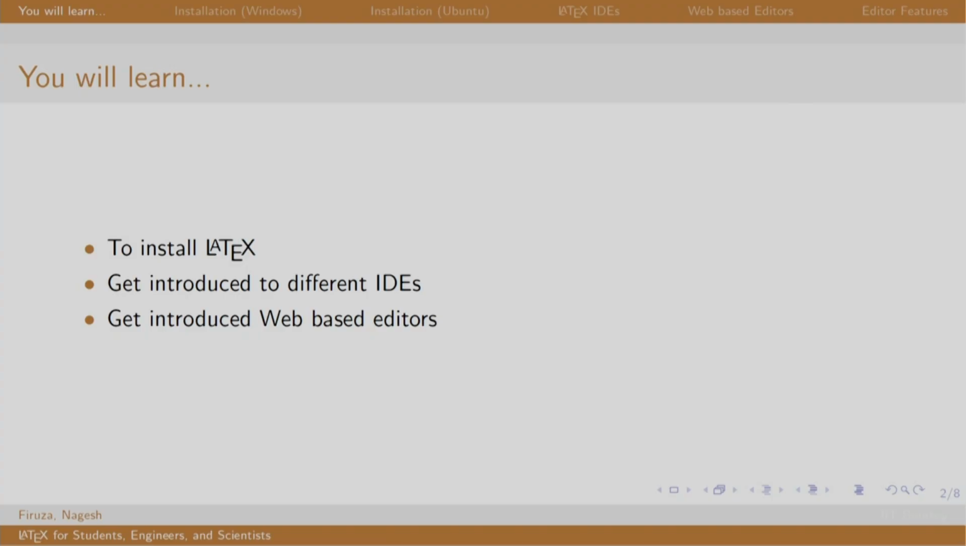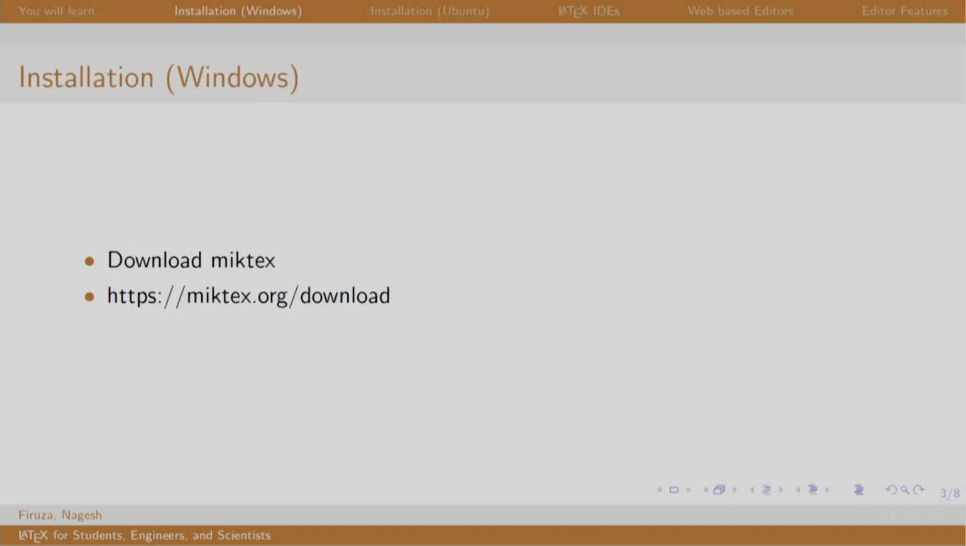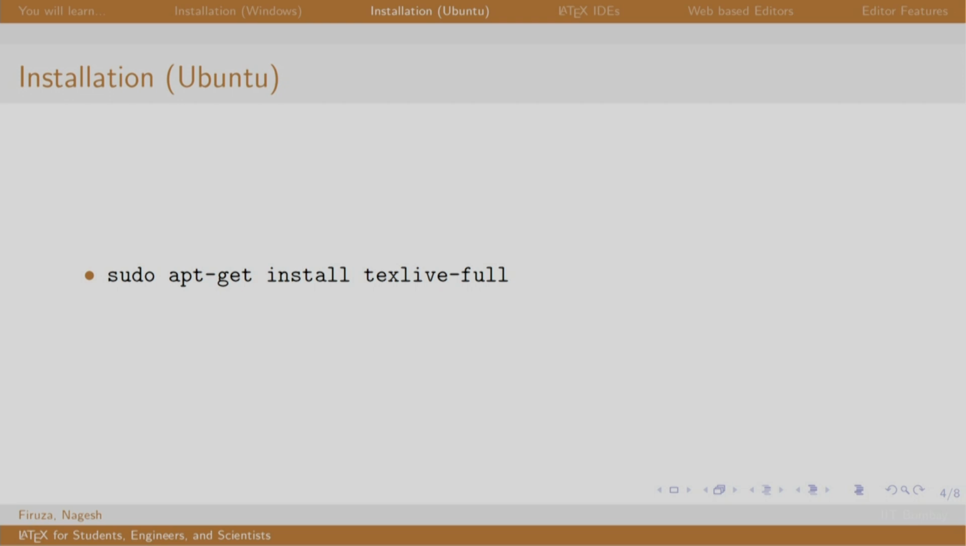In this session, we will see how to install LaTeX on Windows and Ubuntu, and get introduced to different IDEs, web-based and offline. So, if you are a Windows user, download MiKTeX from this link, open the exe file and follow the steps given. If you are an Ubuntu user, then run this command: sudo apt-get install texlive-full.